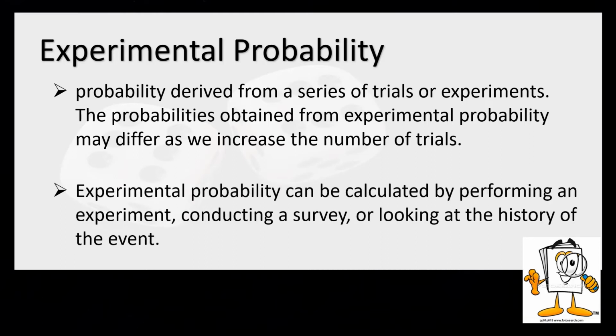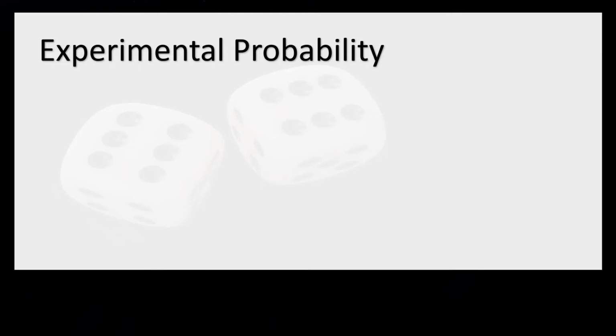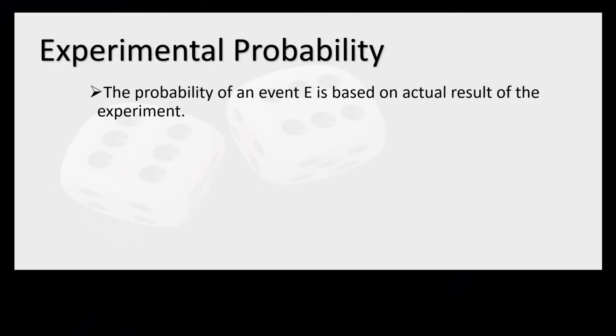Experimental probability can be calculated by performing an experiment, conducting a survey, or looking at the history of the event. Meaning, before we can get the probability of an event using experimental probability, the actual performing of the experiment should be done. The probability of an event is based on the actual result of an experiment.